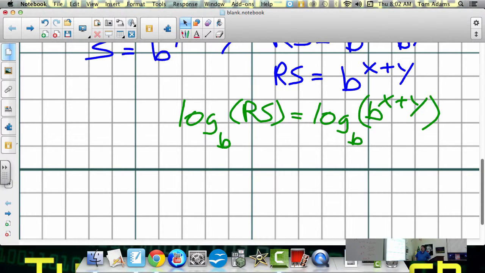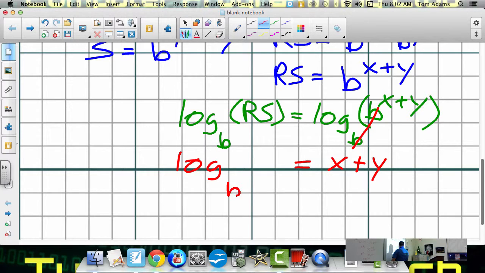Yes, you can. So now if that's the case, what happens with the B's on the right-hand side? They cancel, right? And so when they cancel, in other words, we know that this is just going to be X plus Y. In other words, that log base B of RS is equal to X plus Y. Is that true? I mean, everything I've done is based on the properties of exponents and logs, right? Everything's valid. Now, if I just knew what X and Y meant, oh wait, I do.